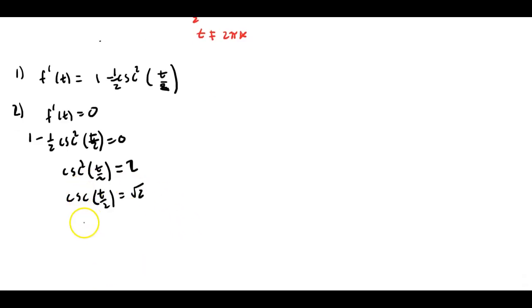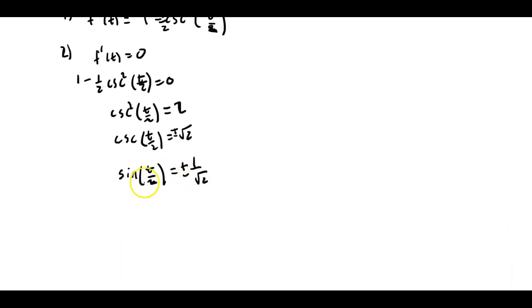If we feel more comfortable working with sines, we can take the reciprocal of both sides. Oops, forgot the plus or minus, apologize. Take the reciprocal of both sides, so we get sine of t over 2 equal to plus or minus 1 over root 2. Okay, so the next thing we want to know is for what values of t will the sine of t over 2 equal this ratio? So actually I'll write it like this first. We have sine of t over 2 equal to 1 over root 2, or sine of t over 2 equal to negative 1 over root 2.